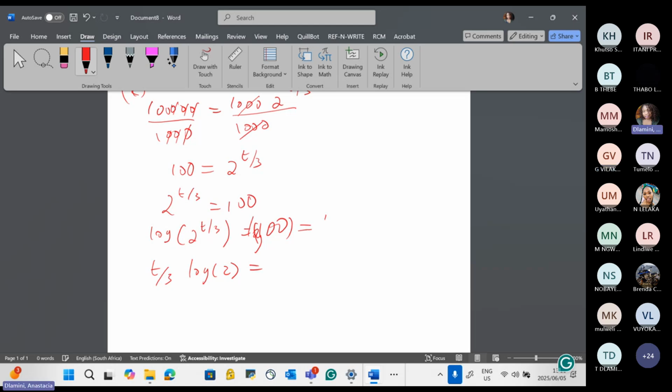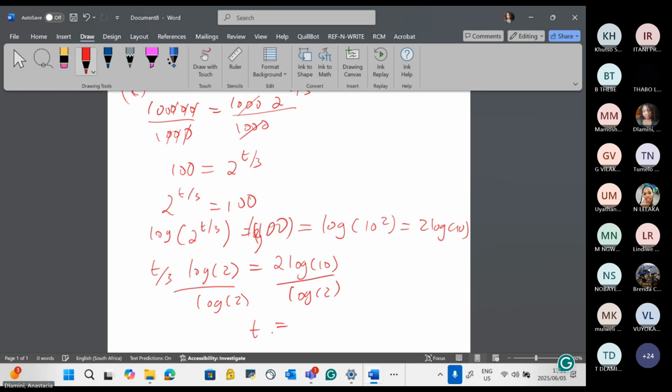But we know that 100 can be written as 10 squared. I'm just simplifying so that you see how I'll also put it in the exam. Log of 10 squared. Do you agree there? Yes. So then this will be 2 log of 10 over log of 2. Then multiply by 3 this side.